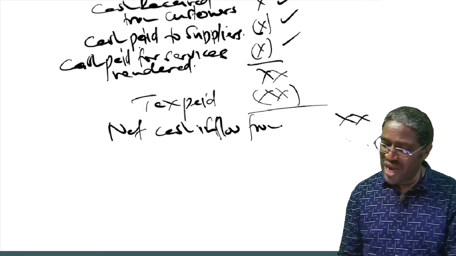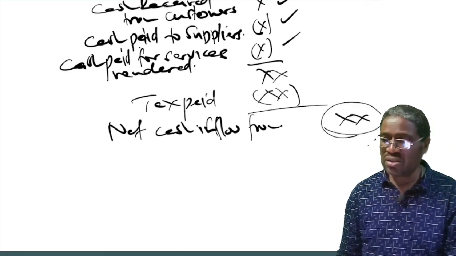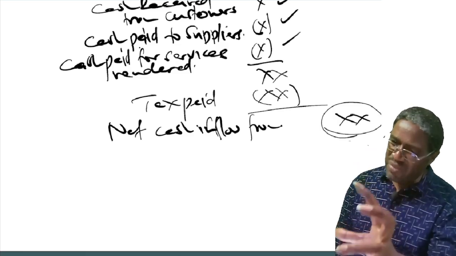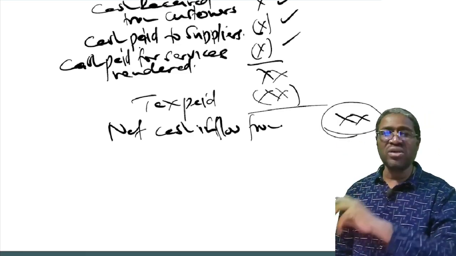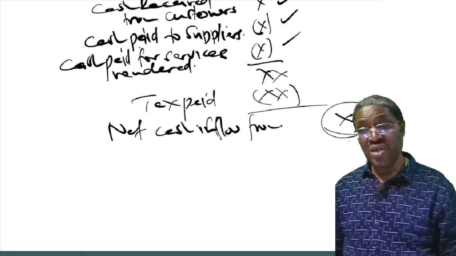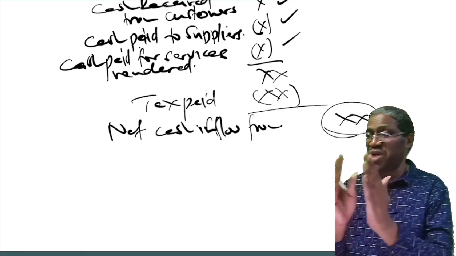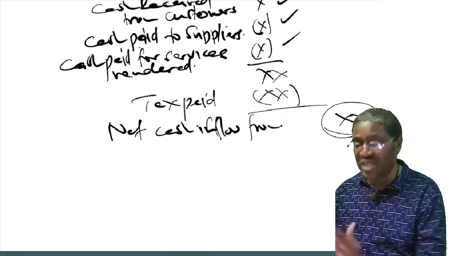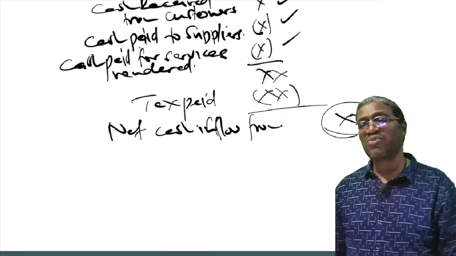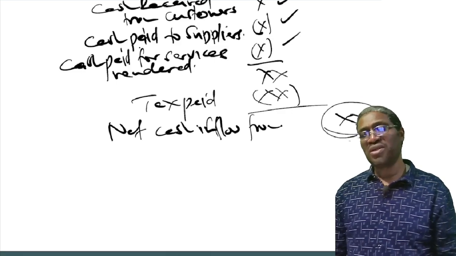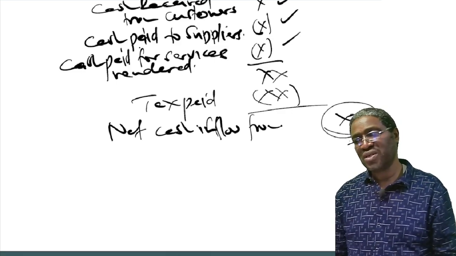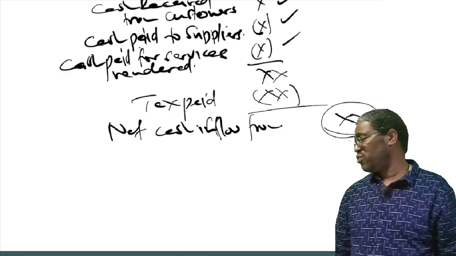But the point is this: whatever you get here as the cash flow from operating, whether you're using the direct method or the indirect method, the amount should be the same. Somebody else prepared the cash flow using the direct method. Somebody else prepared the cash flow for the same company using the indirect method. The amount of the cash flow from operating should be the same. Okay? So you will allow me to stop there for today.